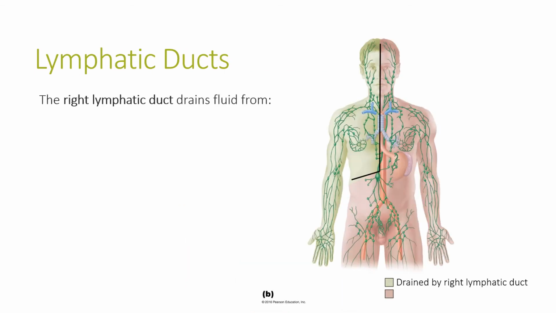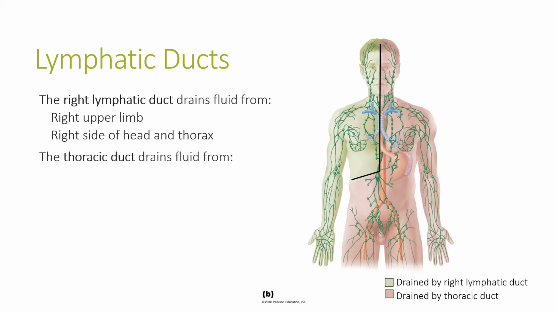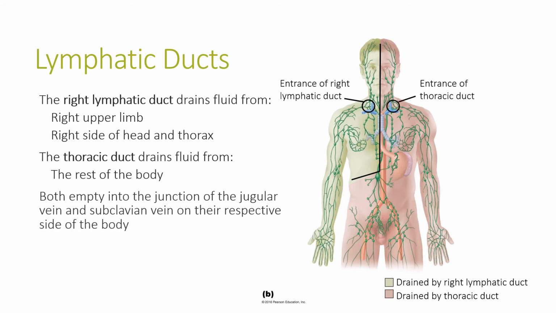There are two major lymphatic ducts. There's the right lymphatic duct that drains fluid from the right upper limb and the right side of the head and thorax, and there's the thoracic duct that drains fluid from the rest of the body.